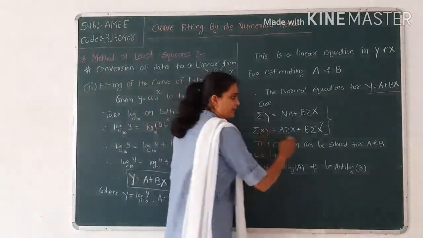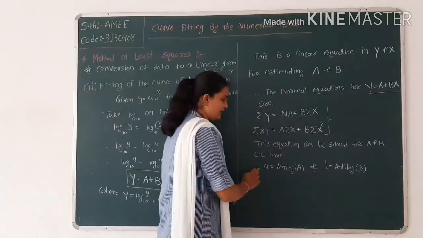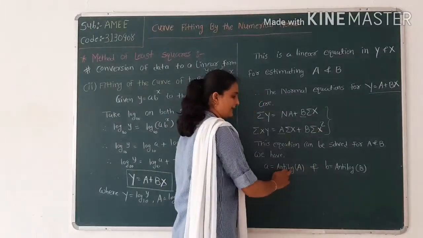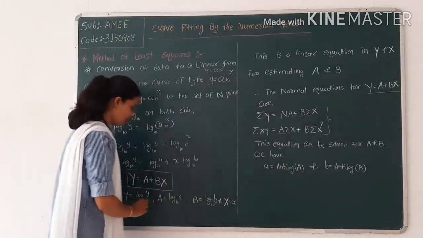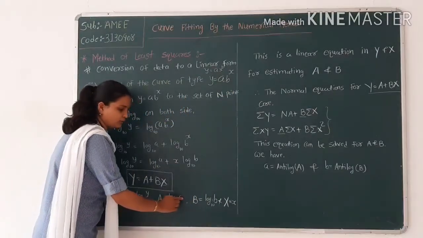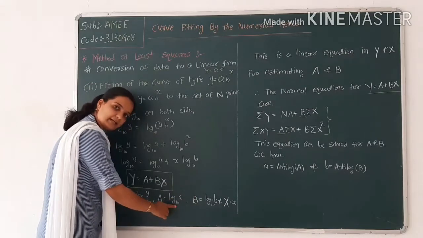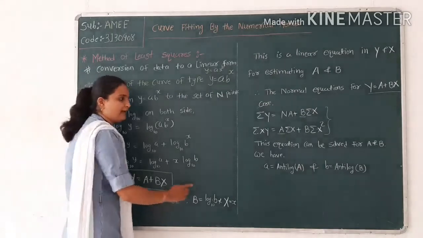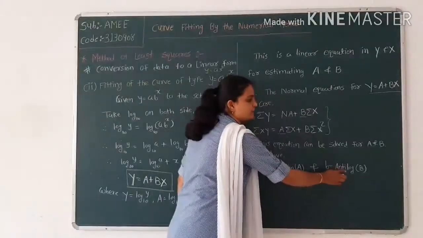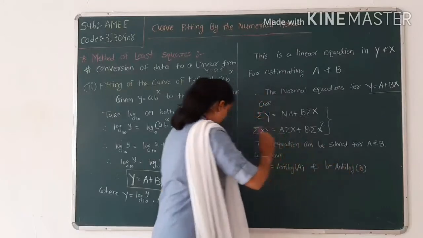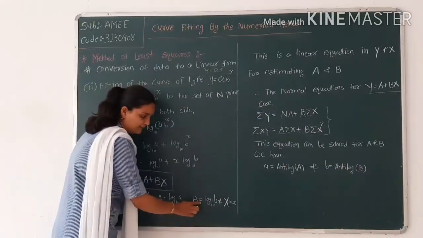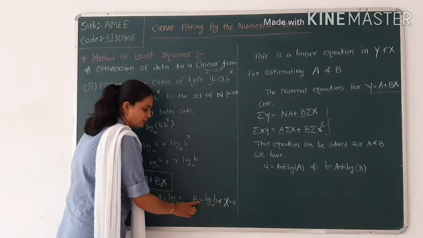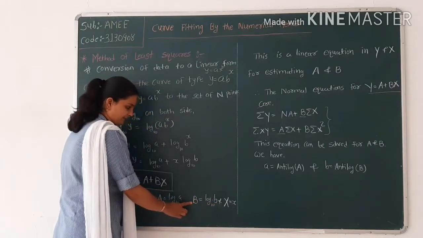Now using this capital A and B, we find small a and small b. So small a equals anti-log of capital A, because capital A equals log small a to the base 10. And in the same way small b equals anti-log of capital B, because capital B equals log small b to the base 10.